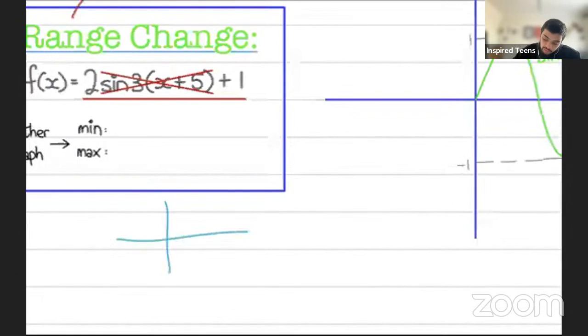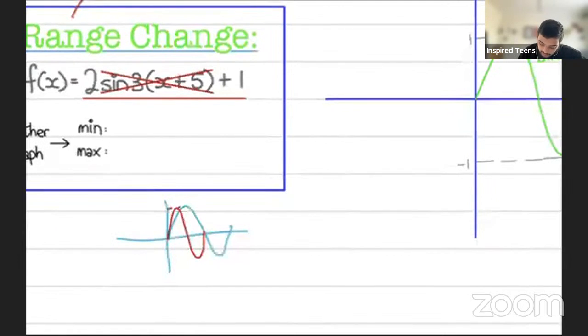Let's talk about the period change. Here's the original function. Let's just decrease the period. Here's a function with a decreased period. Did it affect our maximum and minimum? No, it didn't. It just made our x values more compressed. Okay, so that's that, right?